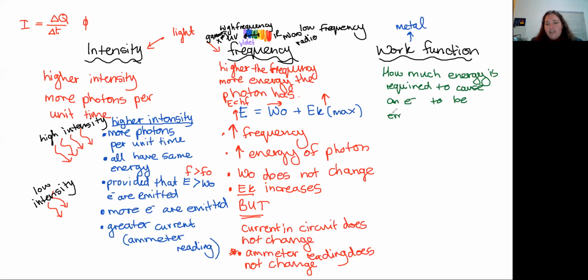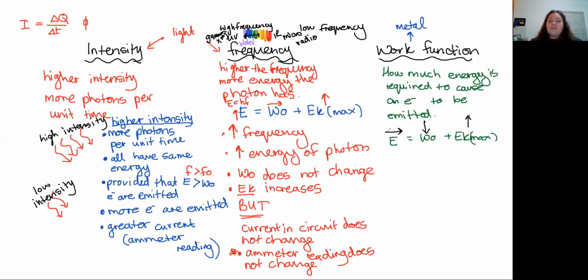Now, if we change and use a metal with a different work function, E is equal to W naught plus EK max. So let's pretend, just for an example, that we replace a metal with something that's got a lower work function. If the energy of the photon remains the same and less energy goes to overcoming the work function, then our kinetic energy will increase.